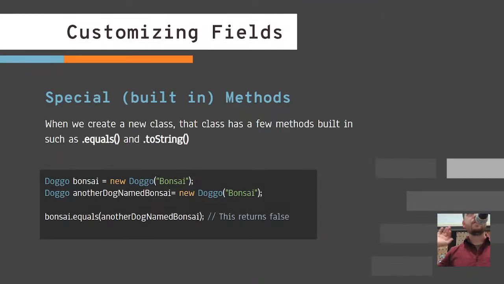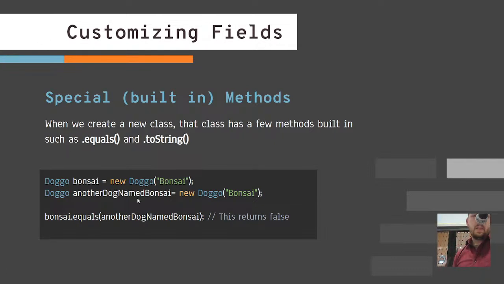Special methods. So this part's kind of cool. This came up during Kahoot. The question in Kahoot was something along the lines of, does every class have a toString and a toEquals method, even if we don't create it? And the answer was actually yes. All these classes do have a toString and a toEquals method, even if we, the developers, didn't create it.